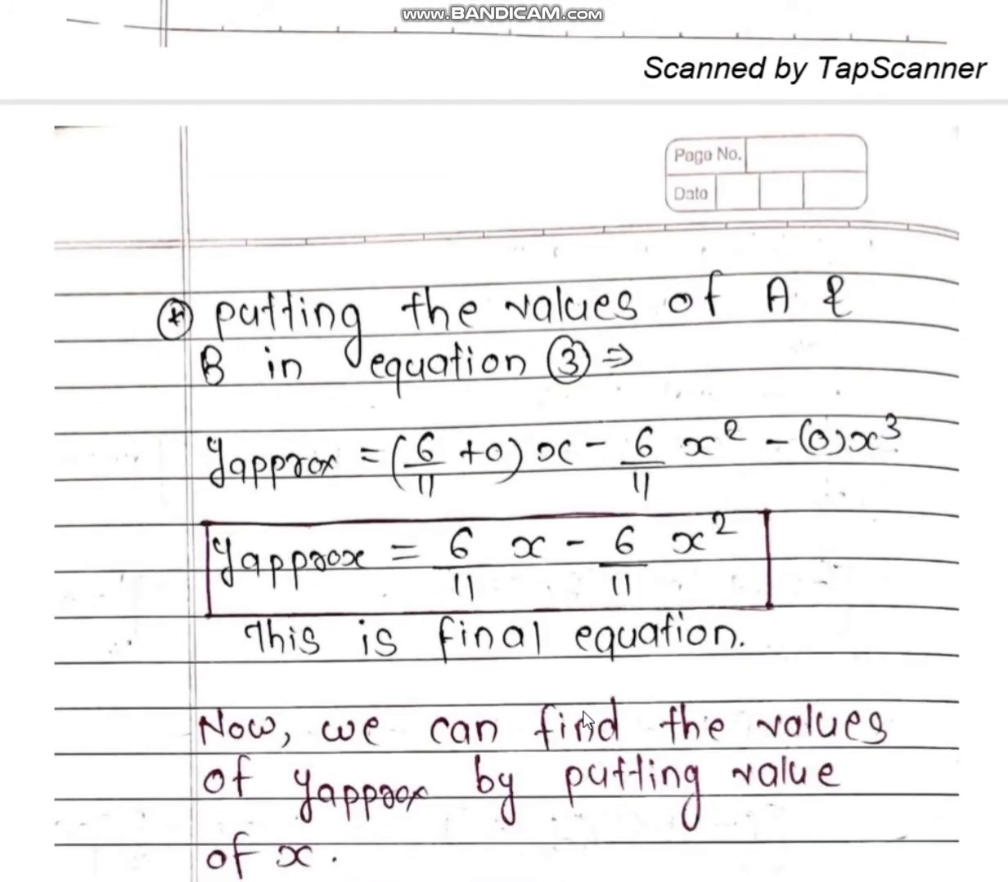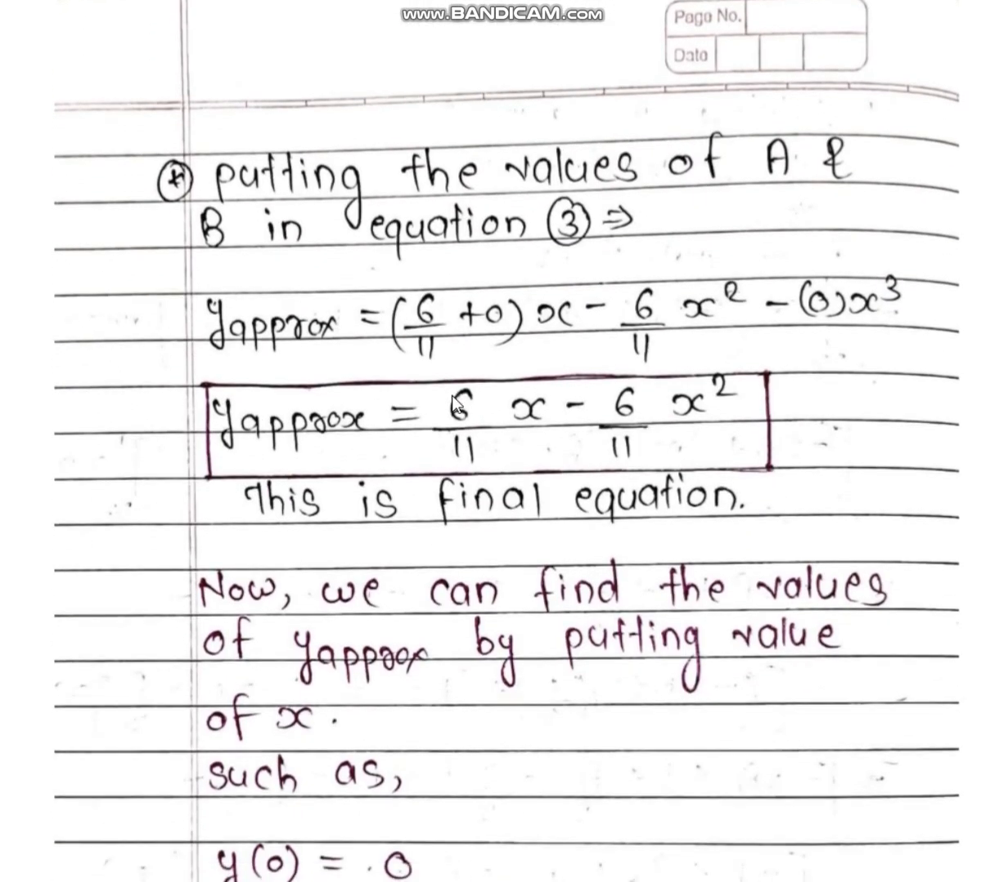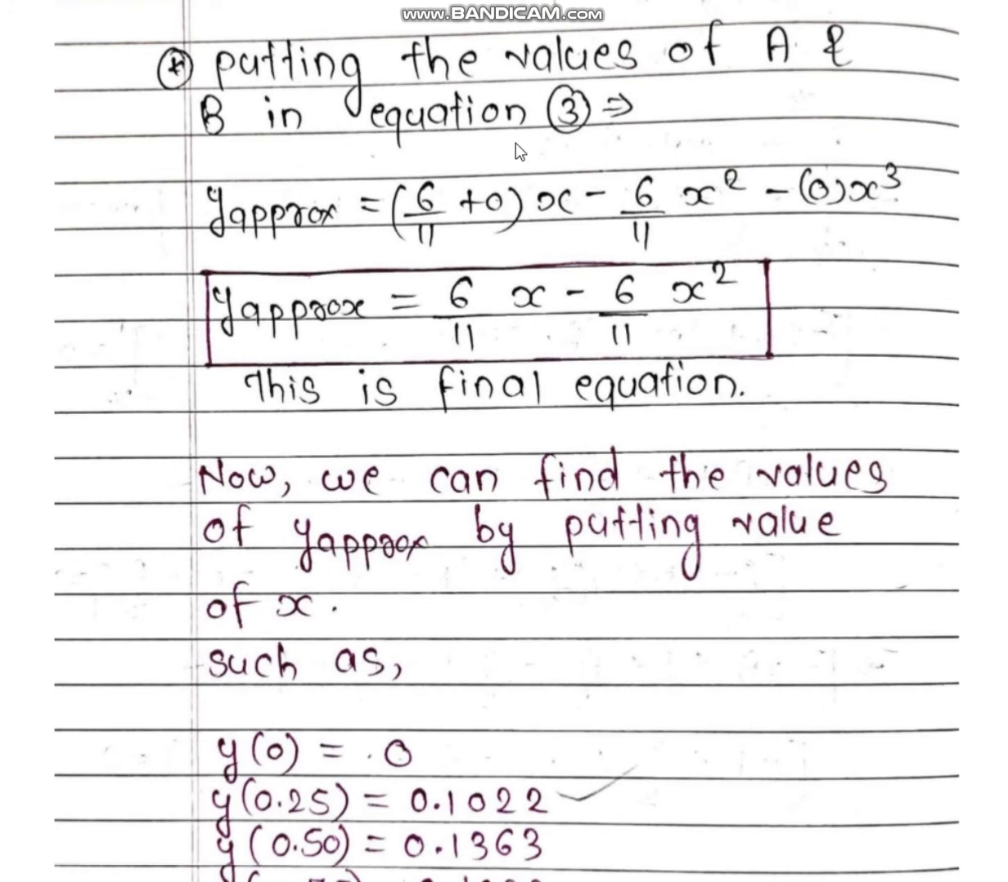Now we have to put the values of a and b in equation number 3. If you rewind the video, you will get equation number 3. Here we can say that y approximate equals a plus b x minus a x square minus b x cube. So we have put the values of a and b in equation number 3, and we get the simplified polynomial, that is y approximate equals 6 by 11x minus 6 by 11x square, and this is our final equation.